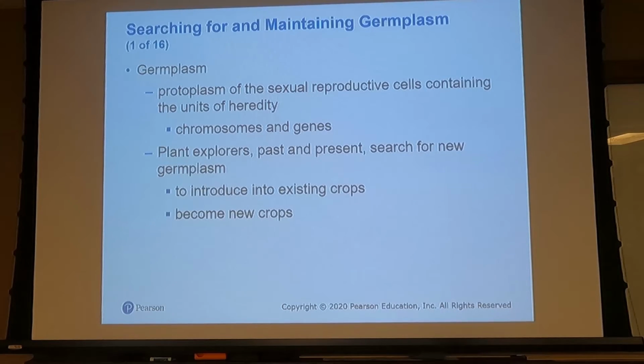So plant explorers search for new germplasm. They're going around just looking for new plants that they haven't necessarily exploited yet, and trying to get that new germplasm, introduce that into existing crops, and see if there's any potential for those crops to become superior. But eventually we'll run out of the genetic variation once we've acquired all the germplasms.